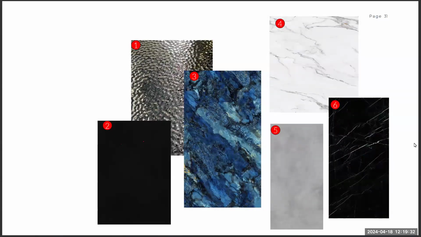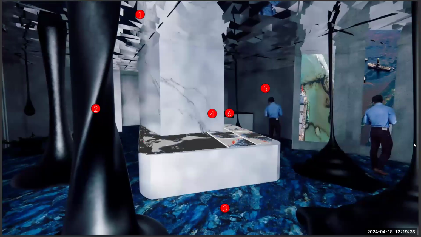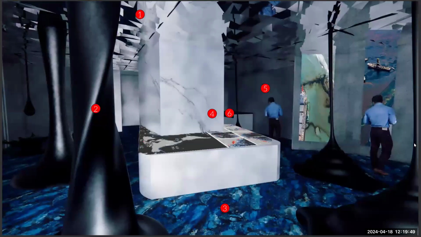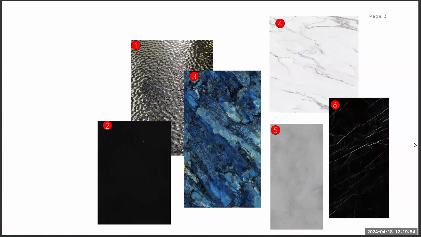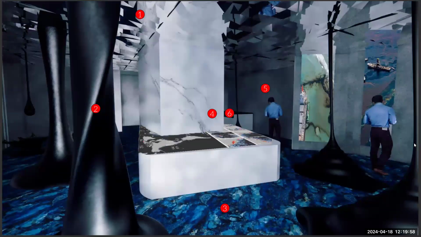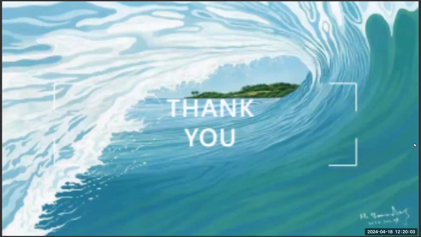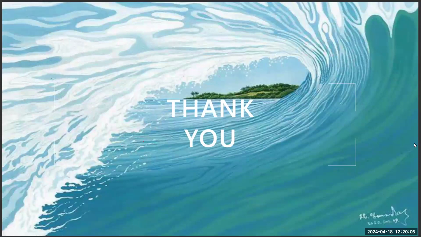The fifth is concrete on the wall, which can make the room more dark. The fourth is white marble, in the big corner in the middle. The sixth is black marble, the skin material, zinc material. So this is a reference. Thank you. This is my presentation.